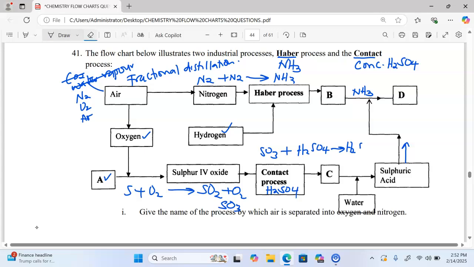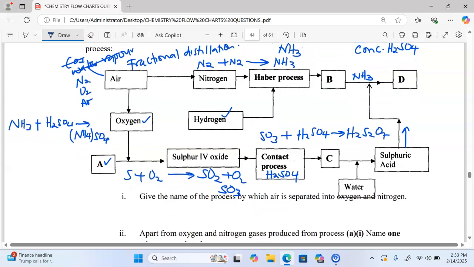H2S2O7. Oleum is going to be diluted with water to form sulfuric 6 acid. So sulfuric 6 acid is going to go up to react with ammonia. So we are going to have ammonia reacting with sulfuric 6 acid to produce ammonium sulfate. We can now move down and answer the questions.